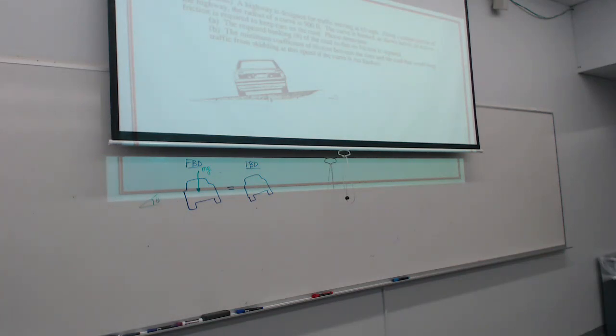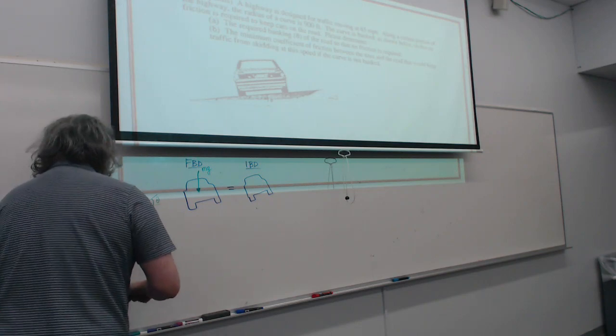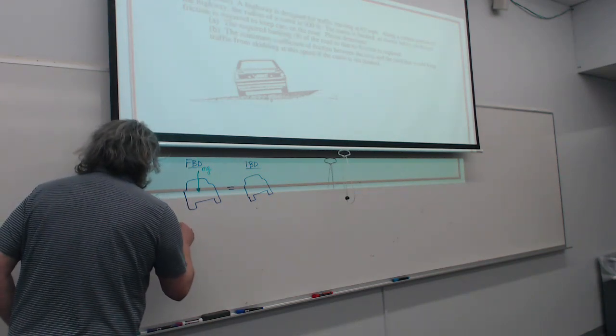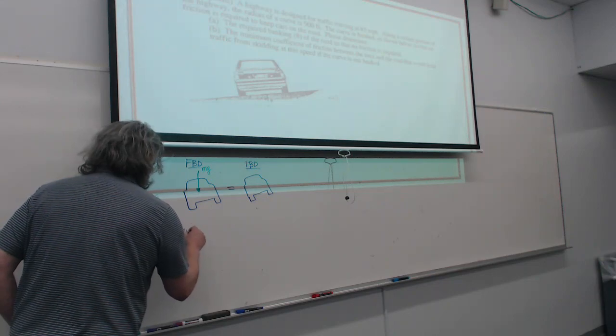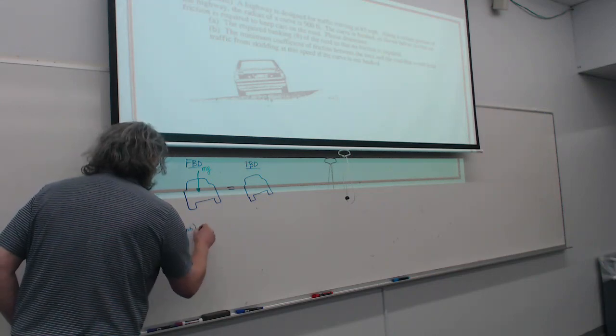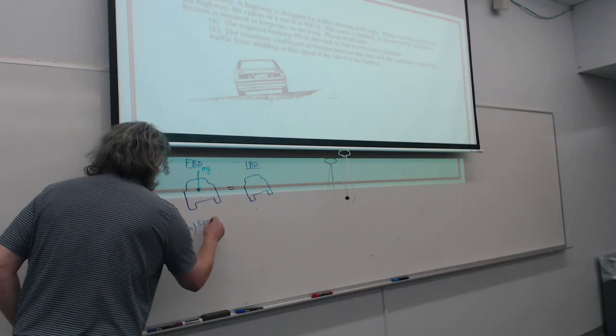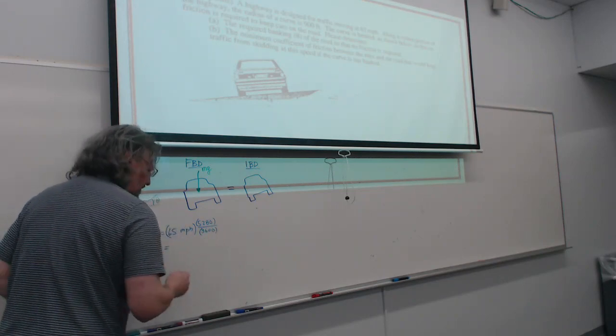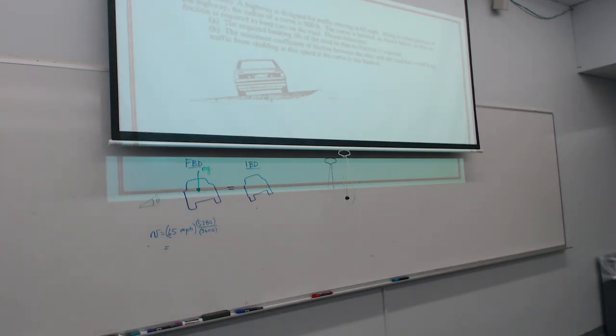What do you think we should do? I say we get some points by making miles per hour into feet per second. What do you say? Sure. So we have the speed at 65 miles per hour. So we go 5,280 feet per mile divided by 3,600 and get ourselves some feet per second.